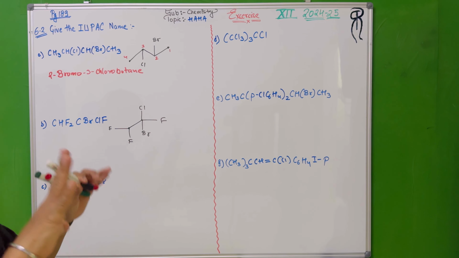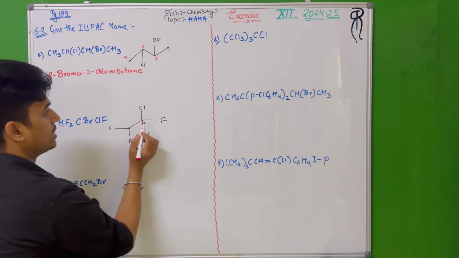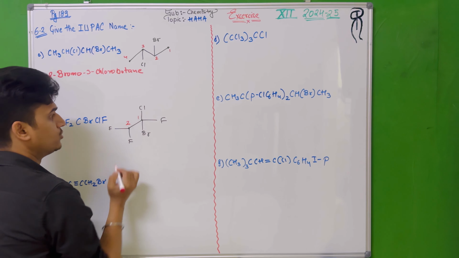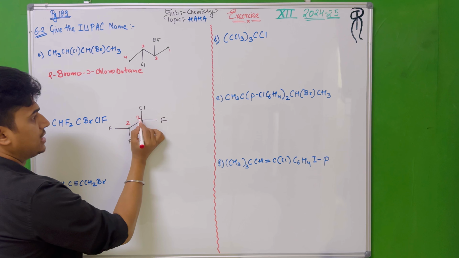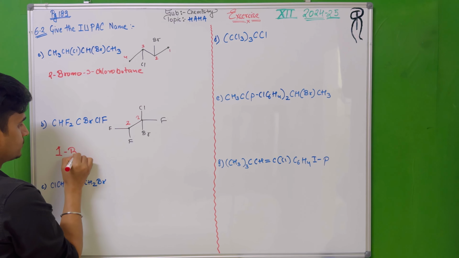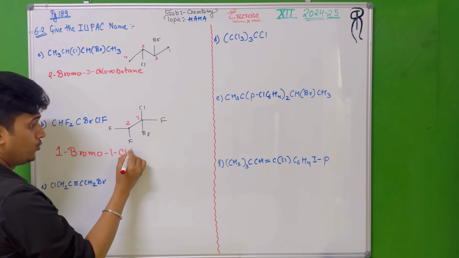If you can see, there are lots of halogens. It is a polyhalogen compound. So again, first bromine, chlorine, fluorine. Bromine will start numbering at 1 and 2. Now at the first position we have bromine and also chlorine. Whom are we going to give preference? Bromine. So 1-bromo. Then again we have 1-chloro.